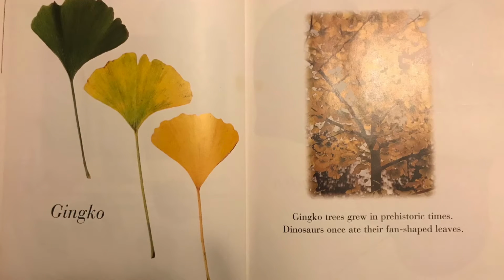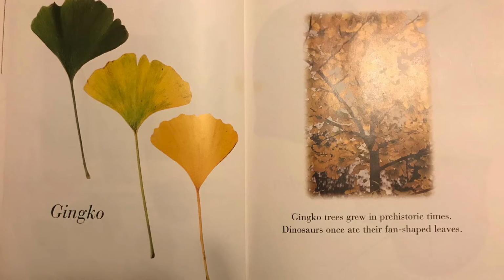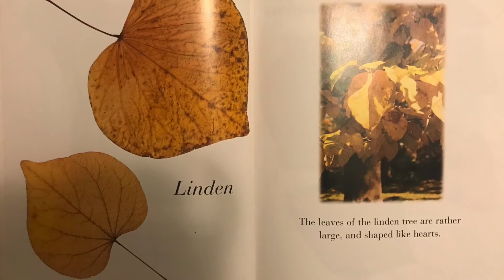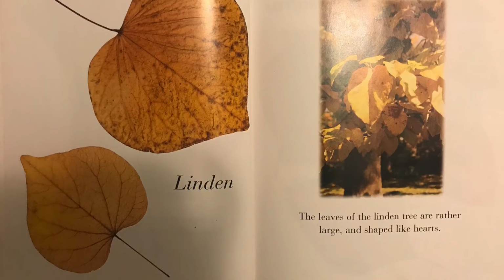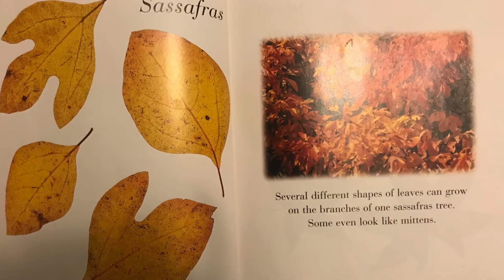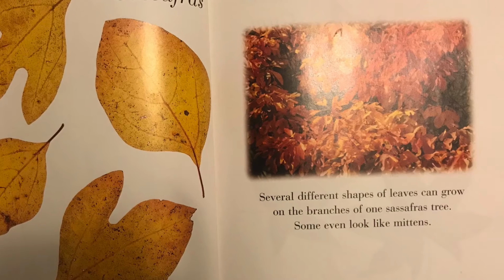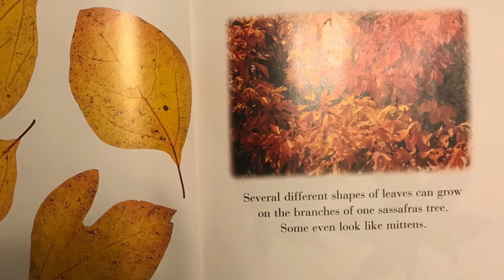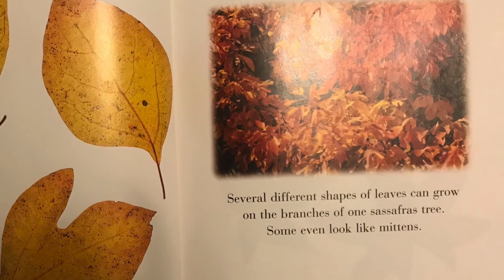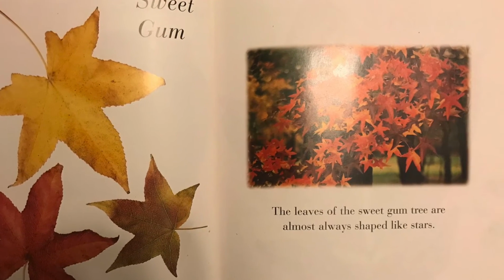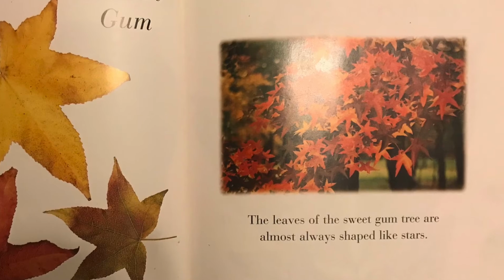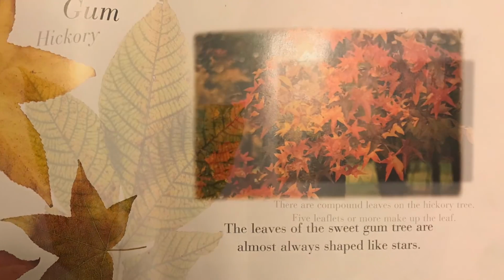Ginkgo. Ginkgo trees grew in prehistoric times. Dinosaurs once ate their fan-shaped leaves. Linden. The leaves of the linden tree are rather large and shaped like hearts. Sassafras. Several different shapes of leaves can grow on the branches of one sassafras tree. Some even look like mittens. Sweet gum. The leaves of the sweet gum tree are almost always shaped like stars.